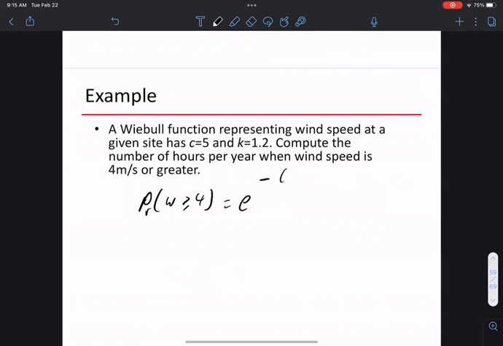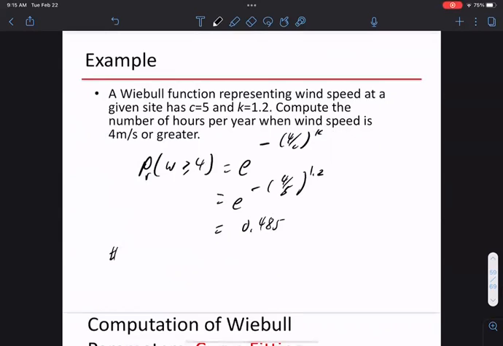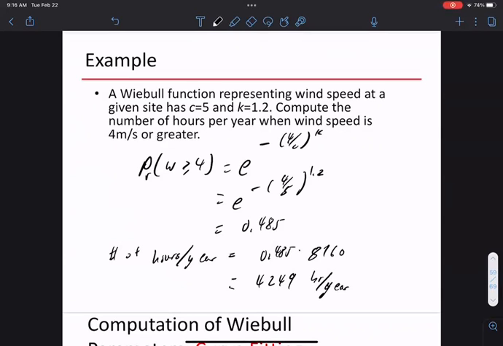This is e to the minus (4 over c) to the k, so e to the minus (4 over 5) to the 1.2. So the probability of being larger than 4 is about 0.485. And then the number of hours per year: take the probability multiplied by the number of hours we have per year. All right, any questions about this?